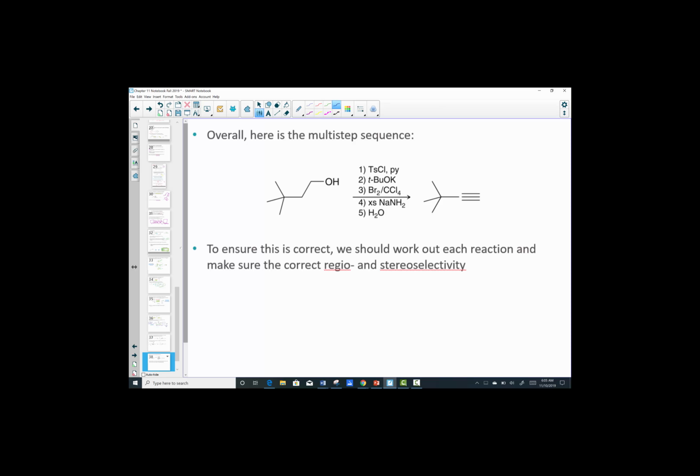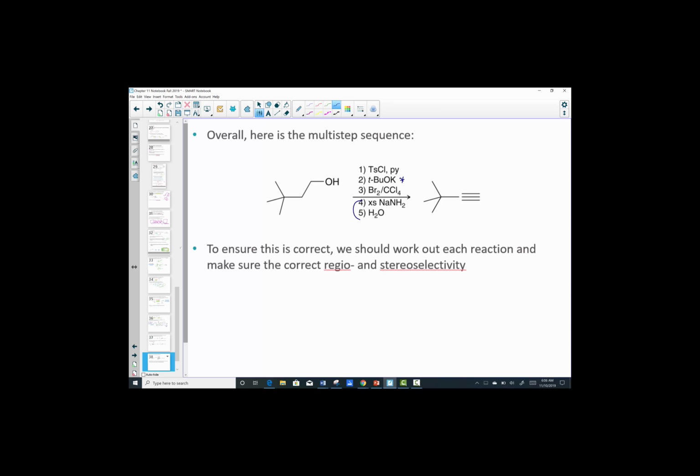We had a multi-step synthesis. We started working backwards. We started down here with steps 4 and 5, working up with a sodamide and a water molecule. That would change the bromines into a triple bond. We then had to go through and find an appropriate base and tosylate compound to eliminate the alcohol.